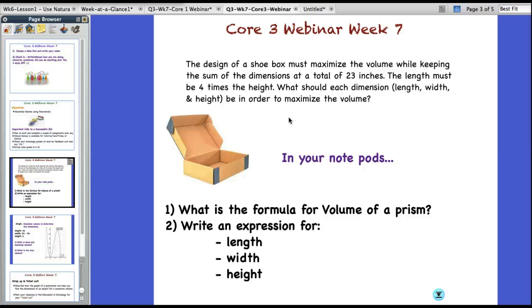You only have to use x. Is it x times x times x?